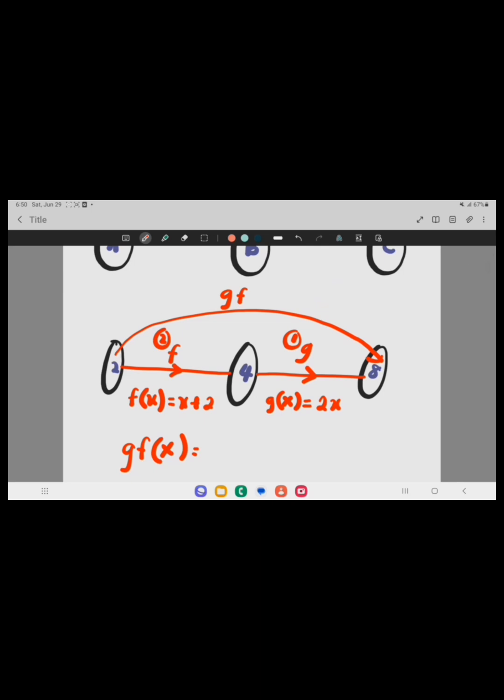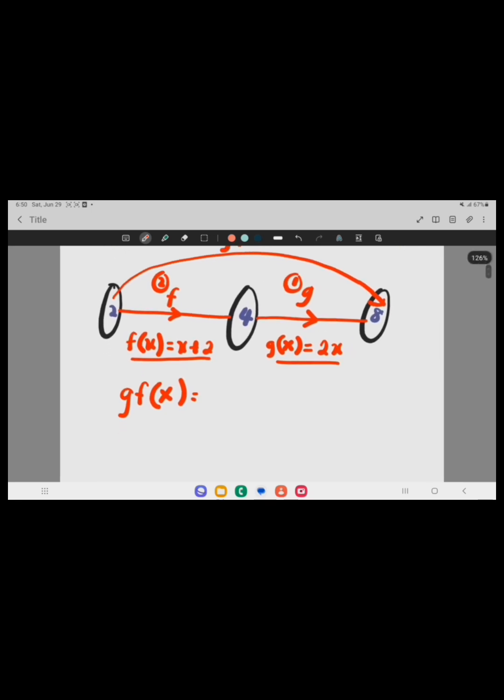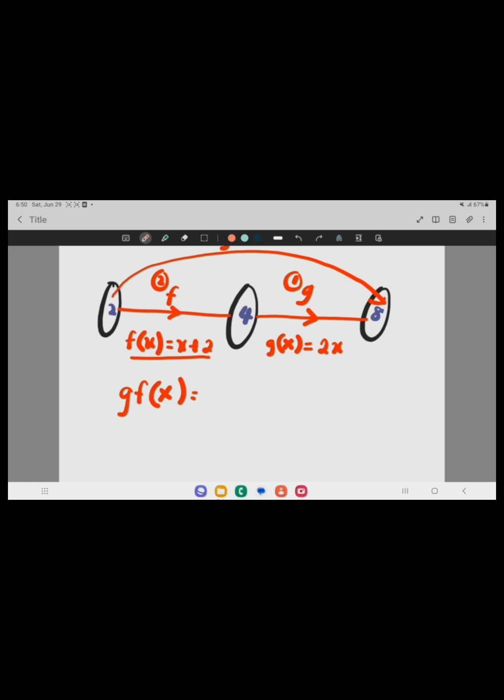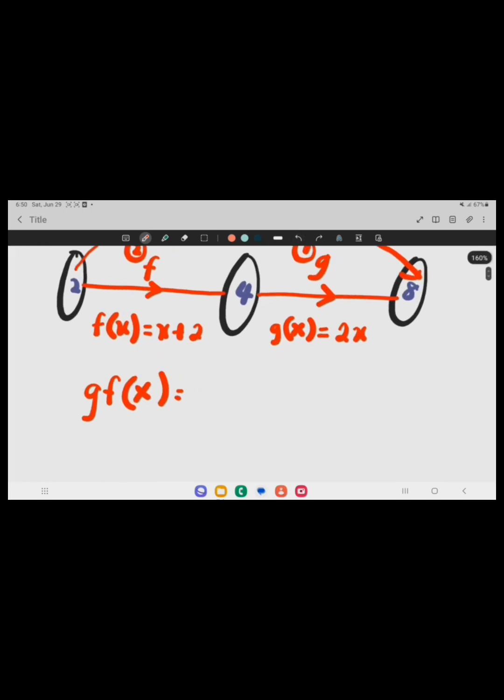Now here I'm just giving you an example where I'm going to find the value of the composite function. What is actually gfx? What is the equation of the gf function? That's what I'm going to do. So the fx is given here, the gx is given here. So now I'm just going to find the equation.